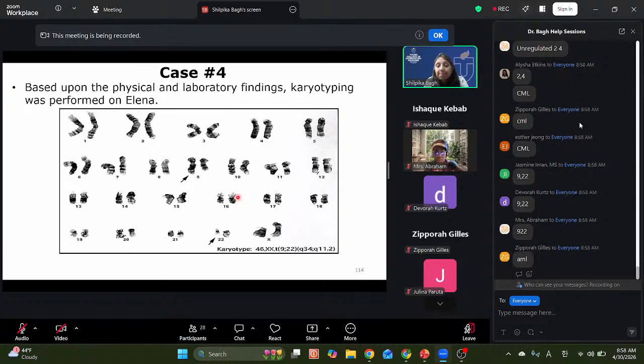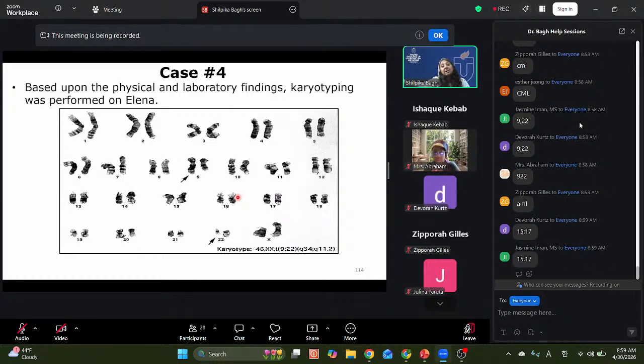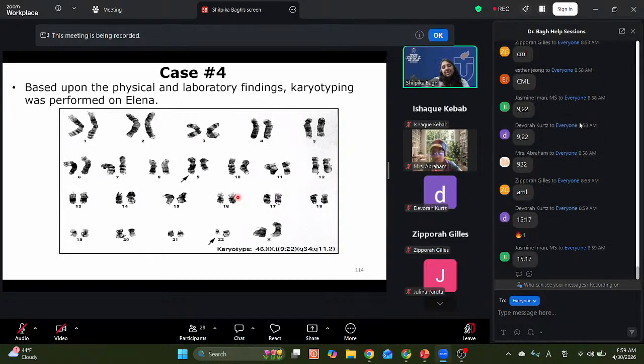CML and PML, or AML M3. What is PML, AML M3? 15;17. What was the gene under strong promoter? Burkitt's and follicular, right? So can you identify by these patterns? Absolutely, why not? By karyotype, FISH, chromosomal painting, you can identify them.